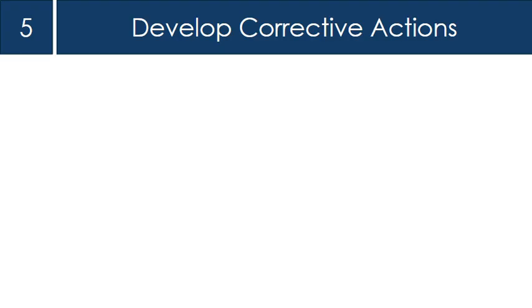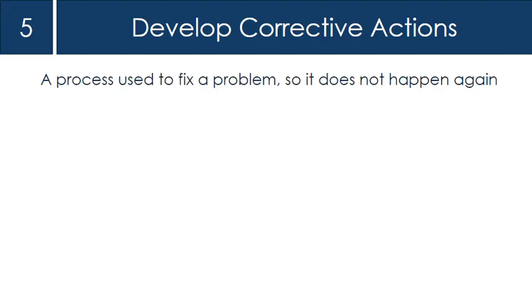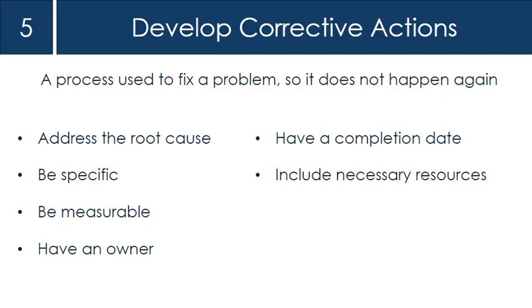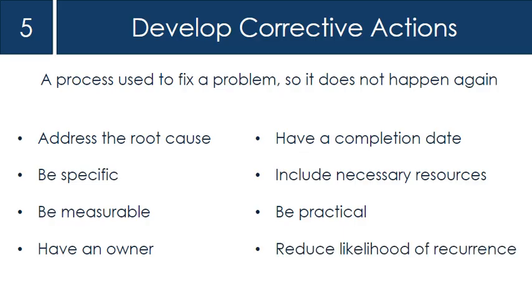Step 5. Develop corrective actions. Once the root cause has been identified, determine what needs to change. Corrective action is a process used to fix a problem, so it does not happen again. It applies to both business operations and employee performance management. A strong corrective action should address the root cause, be specific, be measurable, have an owner, have a completion date, include necessary resources, be practical, and reduce the likelihood of recurrence.